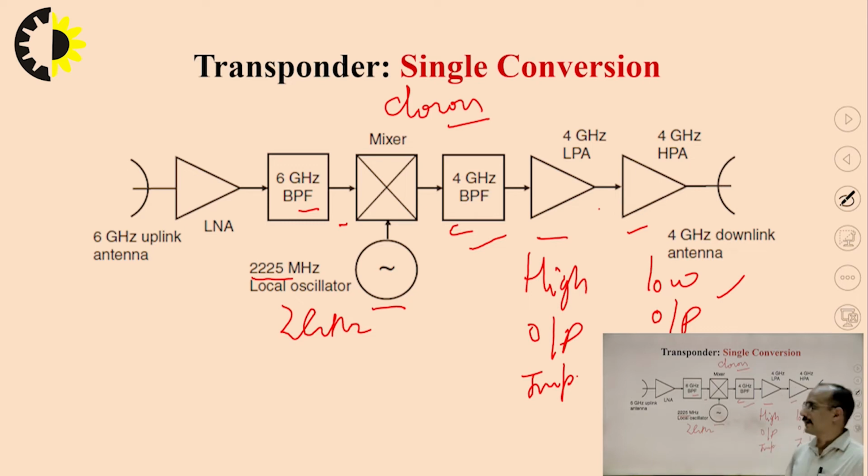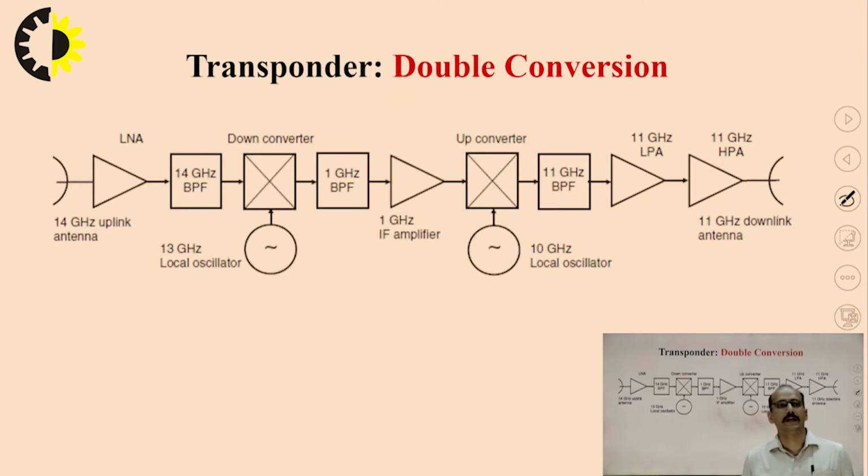So this is about the single conversion, and as I told you, it was only applicable for the 0 to 500 megahertz frequency band, and as soon as 1980 came, this whole 0 to 500 megahertz band became over congested. So the second, double conversion transponder came into the picture. Now this double conversion transponder has an uplink frequency of 14 gigahertz and a downlink frequency of 11 gigahertz. All the remaining processes are the same, just as you use a low noise amplifier at the receiving end.